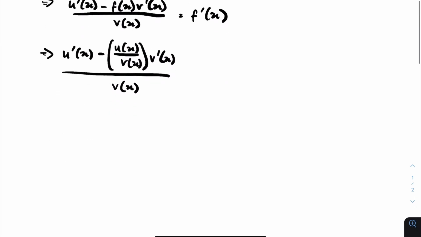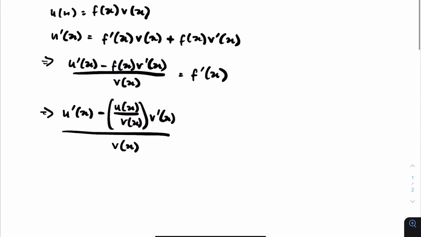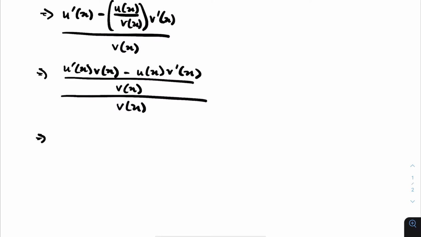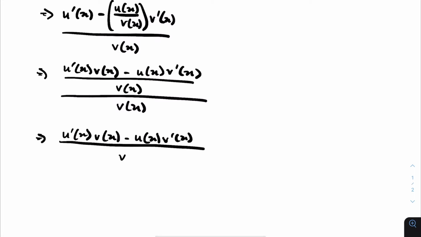So, to make this have a common denominator in this numerator part, we can multiply everything by v of x in the numerator to get u prime of x v of x minus u of x v prime of x over v of x, which is also over v of x. And this here actually just gets condensed down to the following expression over v squared of x. And that's the quotient rule.